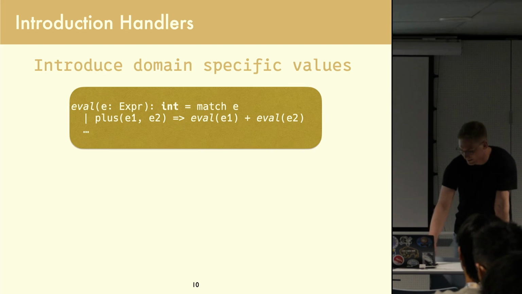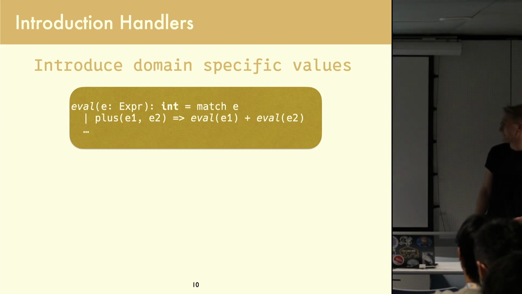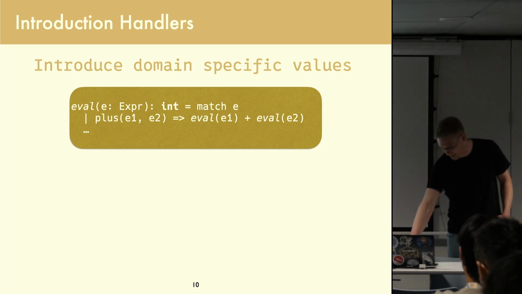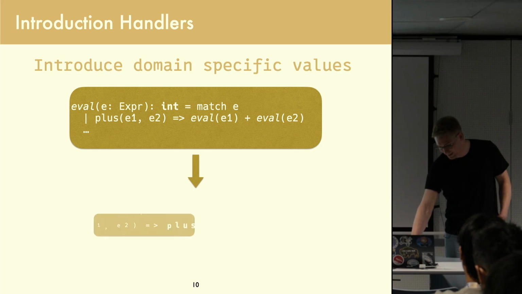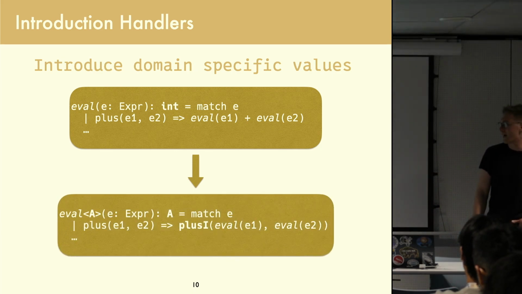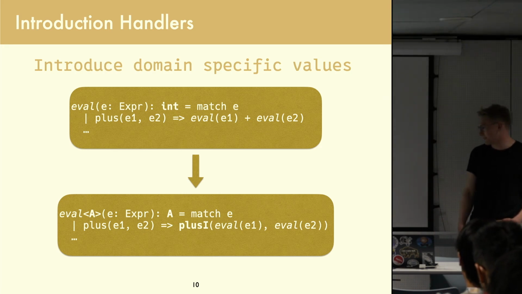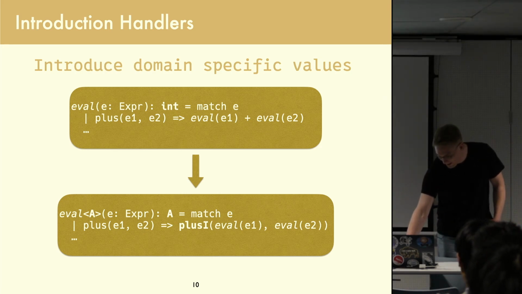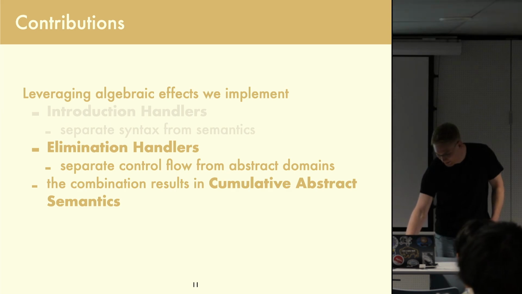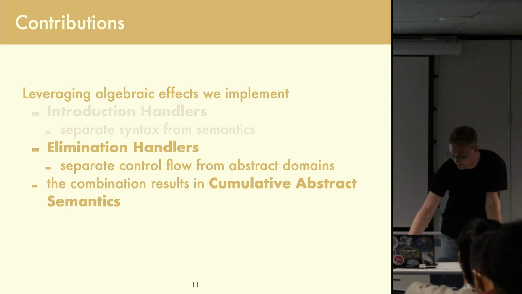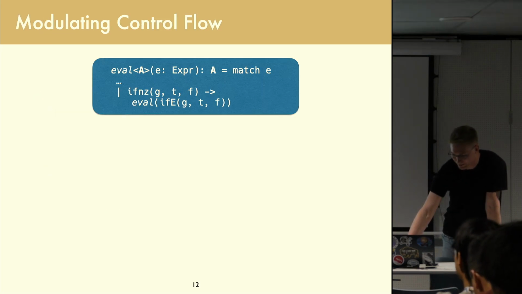So for instance here, instead of passing E1 and E2 to this plus and evaluating both sides, we pass the evaluation to this plus I, or plus introduction handler. However, we can see that the evaluation order is still fixed. We still have eval E1 and then eval E2. So now we bring up elimination handlers, which allow us to separate control flow from the abstract domain.